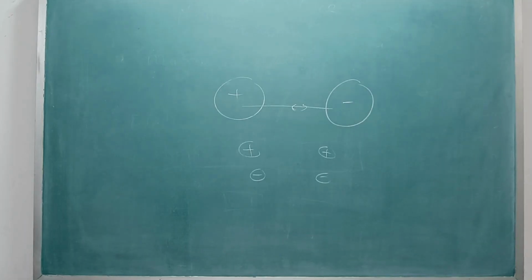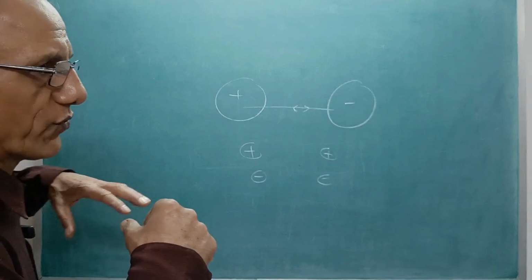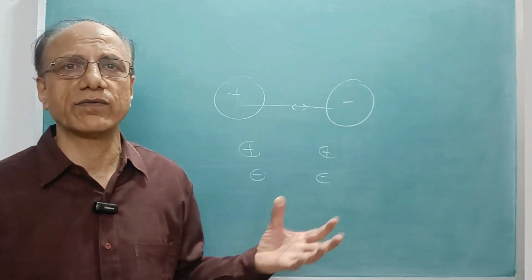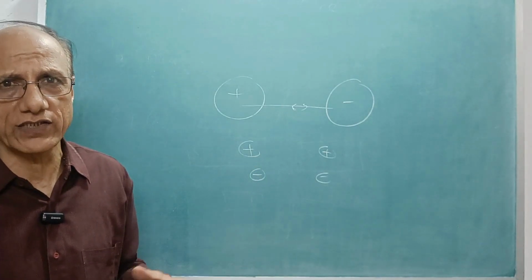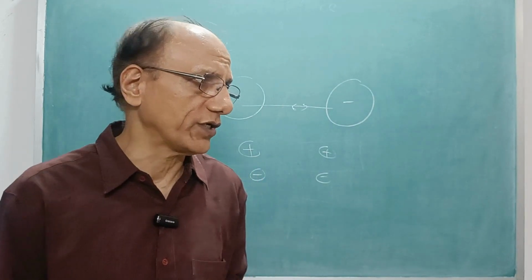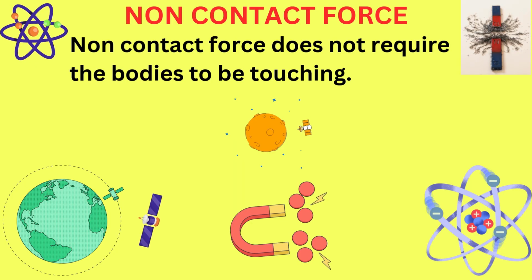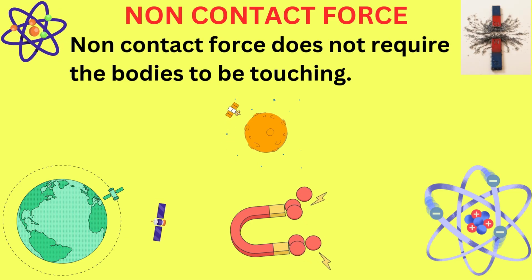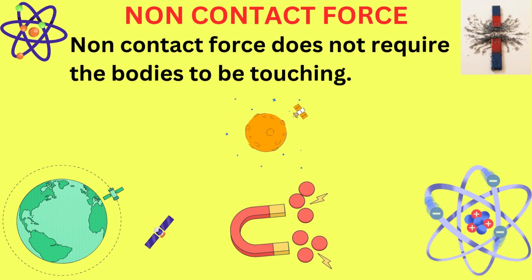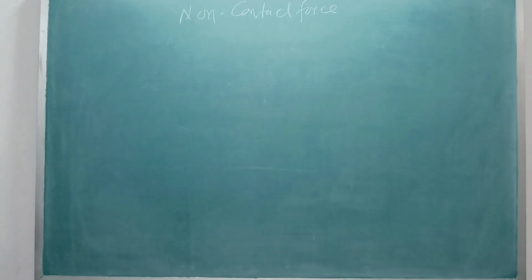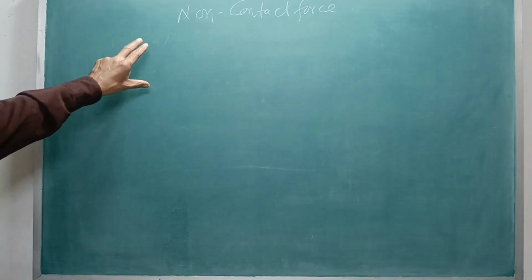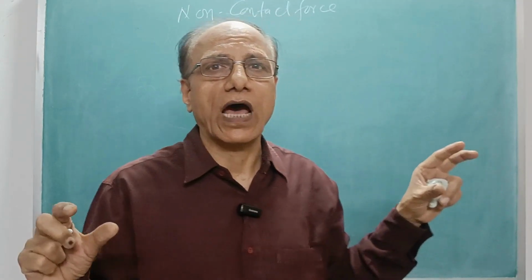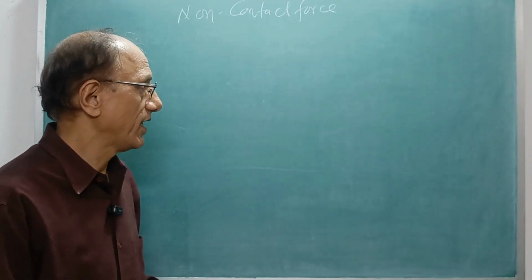So the magnetic force is, as I earlier told you, the force of attraction or repulsion, or you can say the force of interaction between a magnet and another magnet, or a magnet and a magnetic material. A non-contact force means where the force between the two objects is in such a manner that they are not touching each other.